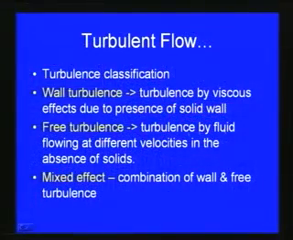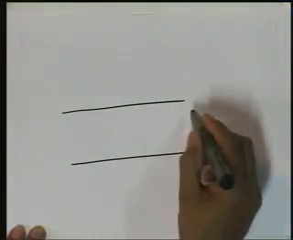The second one is called free turbulence. Free turbulence means turbulence by fluid flowing at different velocities in the absence of solid. In the case of free turbulence, there is no presence of a solid wall or solid material in the flow, and no fluid structure interaction takes place, but the turbulence is generated by fluid flowing at different velocities. You can see that here, for example, a flow is in a channel like this.